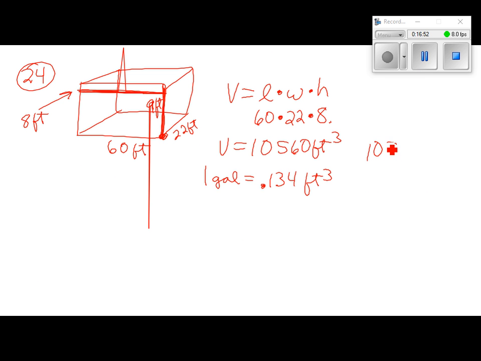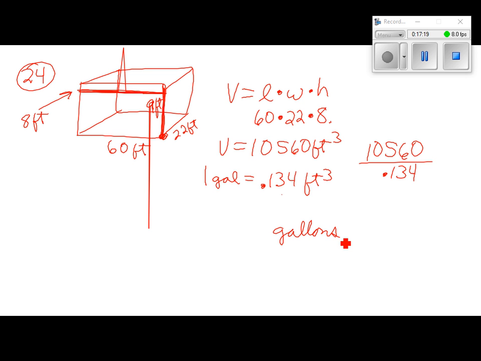this 10,560 cubic feet, and we're going to divide it by that 0.134, and that's going to tell us how many gallons of water we need. So you grab your calculator and you divide that, and remember, when you're dividing that, you should come up with a fairly big number. Your answer should get bigger.